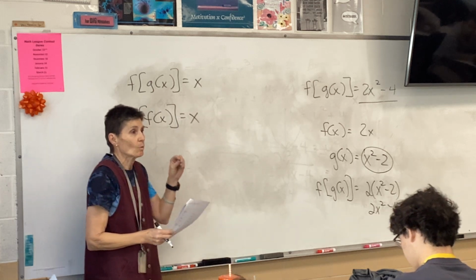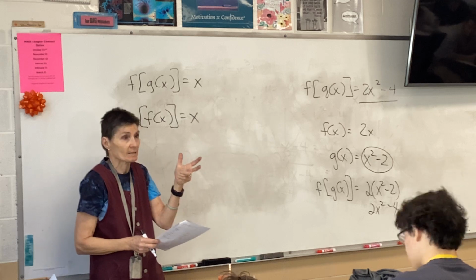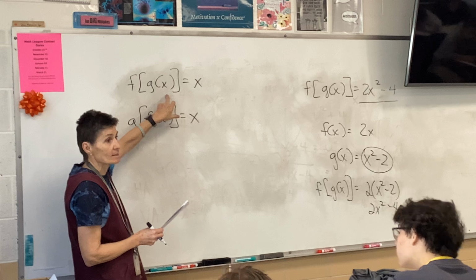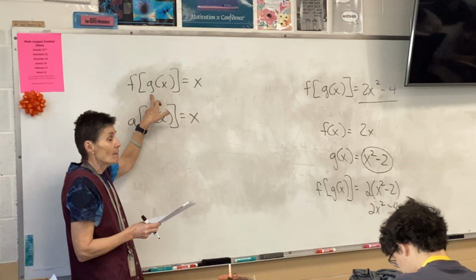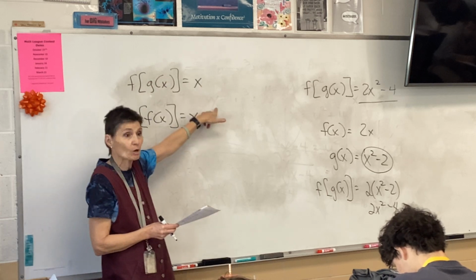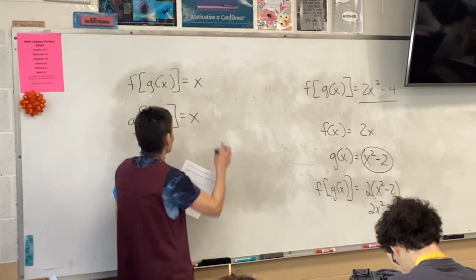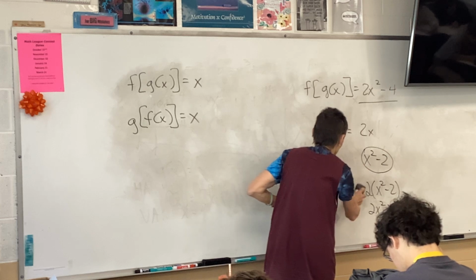So as Fred so eloquently put it, when you plug one into the other, you gotta get x. Because what's happening here is, I'm starting with x, I'm putting it into g and getting something, then I'm putting that into f, and if they're inverses, I have to go back to the beginning and get my x back again. So, you have to do both of those. Both of those have to be done.